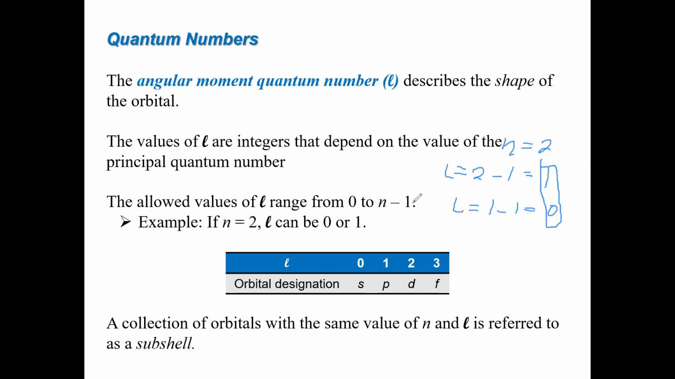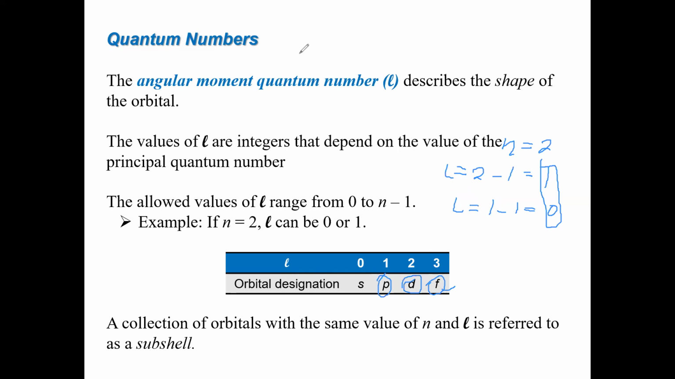Whenever you have L equal to 0, it means you have s orbital. Whenever you have L equal to 1, you have p orbital. Whenever you have L equal to 2, you have d orbital. And whenever you have L equal to 3, you have f orbital. So this is very, very important. Whenever you are trying to do electronic distribution, it is very important to know the position as well as the location of the electrons.